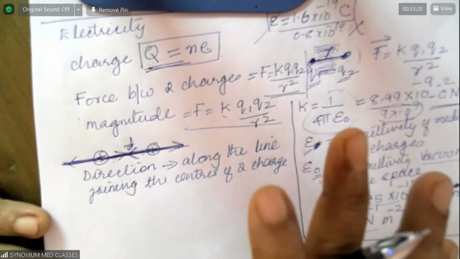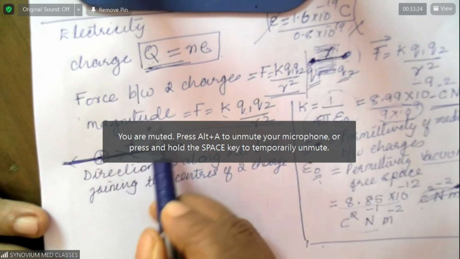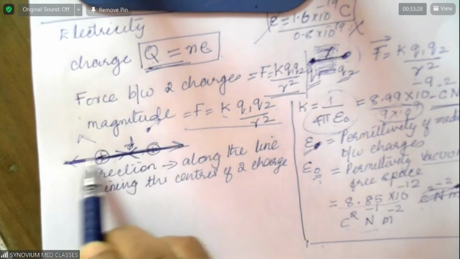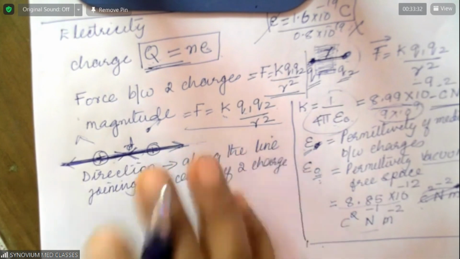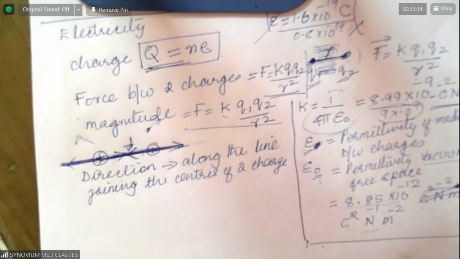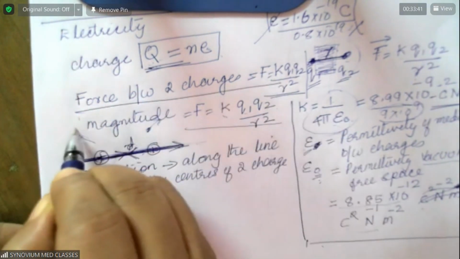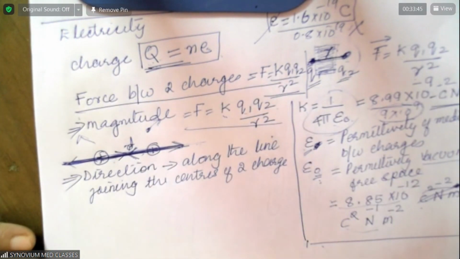Is that understood? The force will never be in this direction, or this direction. The force will always be along this line. You have to remember this point when we do net forces. So this is how you find the magnitude, and this is how you find the direction.